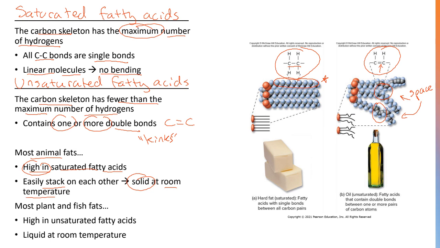Plants and fish fats, however, why does your doctor say that you want to eat fats from plants or from fish? Because these are high in unsaturated fatty acids, which are liquid at room temperature. And again, why are they liquid? Because with unsaturated fatty acids, there are a lot of spaces around here, so they're not able to stack. Therefore, they're liquid at room temperature.